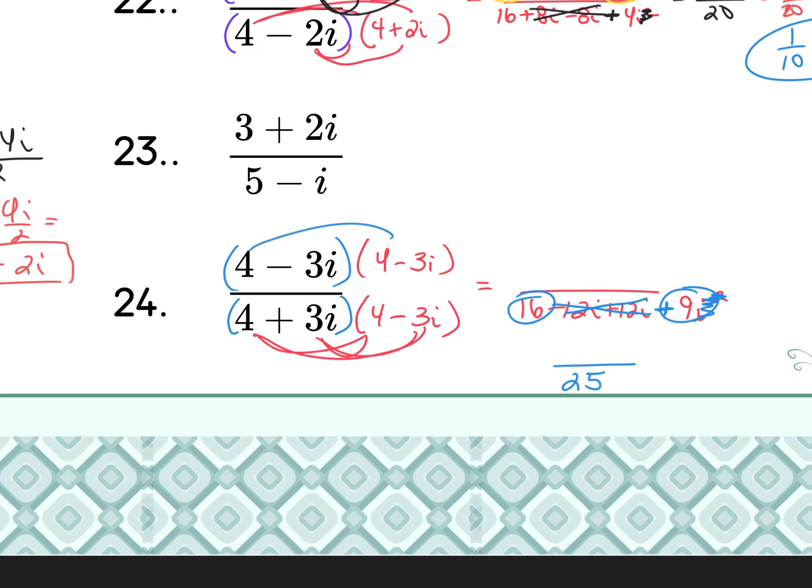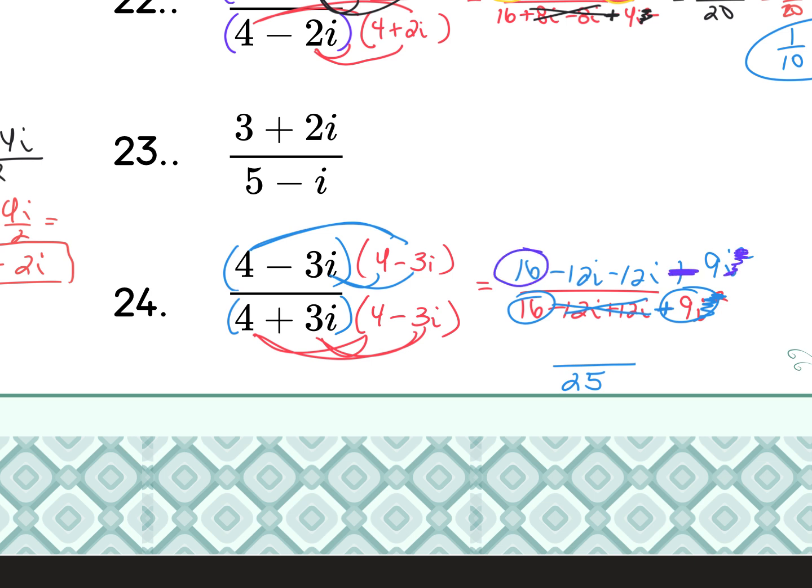4 times 4 is 16. 4 times negative 3i, negative 12i. Negative 3i times 4 is negative 12i. And a negative 3i times a negative 3i is plus 9i squared. I see i squared. What do we do? I cross it off and change what? The sign just becomes a minus. Good.